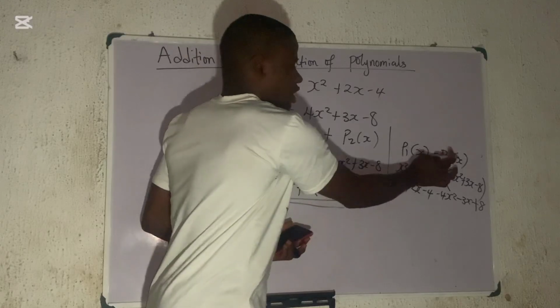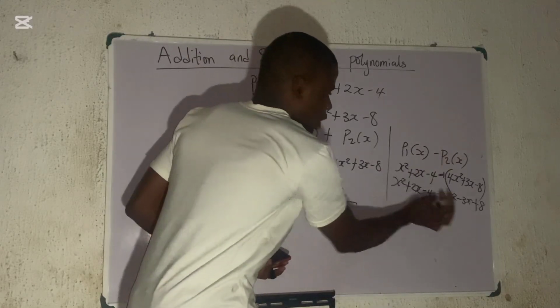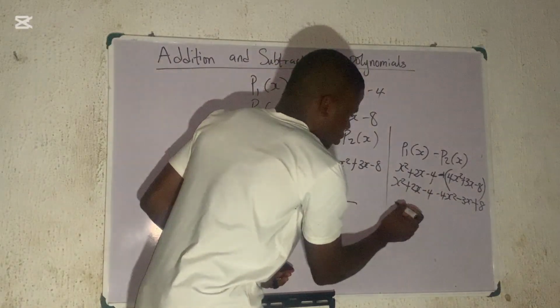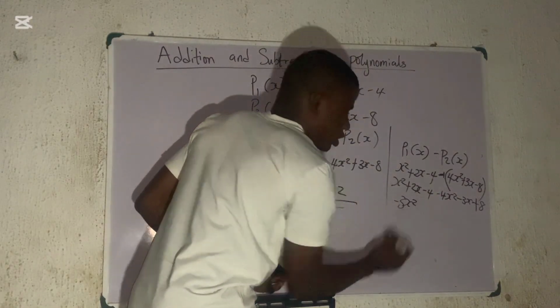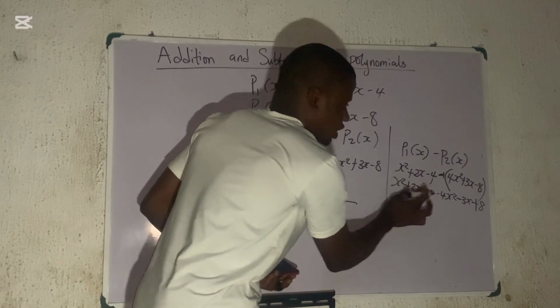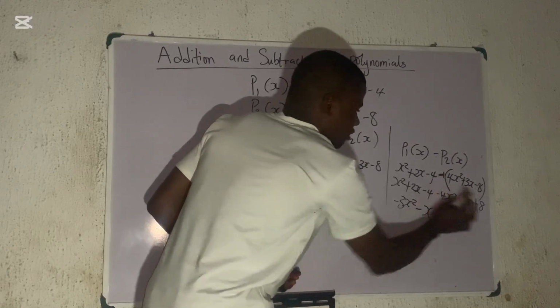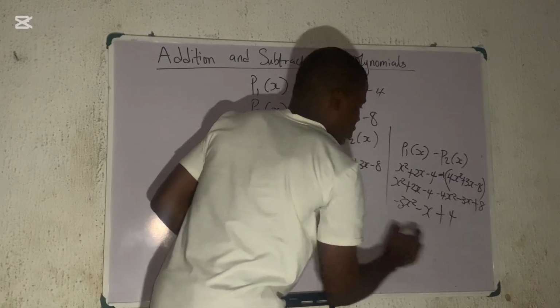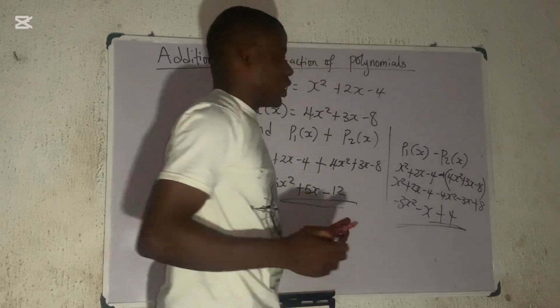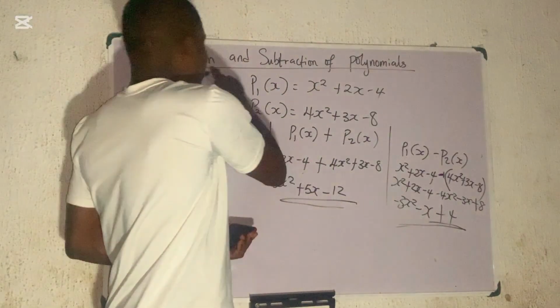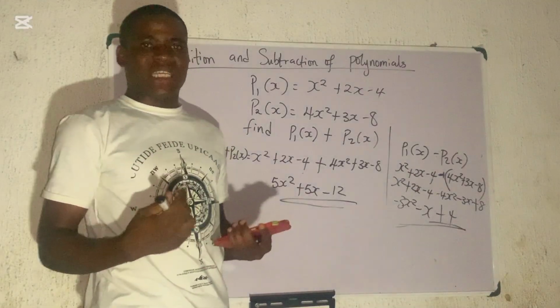So for P1 of x minus P2 of x, I'll take the ones that are like terms. x squared minus 4x squared is minus 3x squared. Does it make sense? Plus 2x minus 3x will definitely be minus x. Minus 4 plus 8 will definitely be plus 4. So this is the value of P1 of x minus P2 of x, and that's the answer. So under addition and subtraction of polynomials, I don't see it as much work.